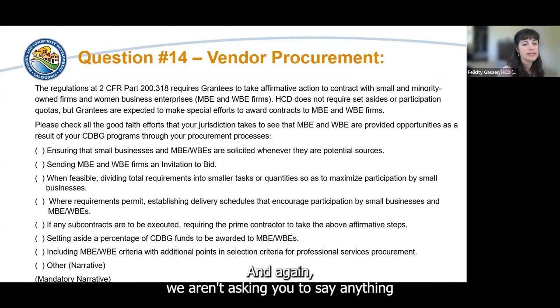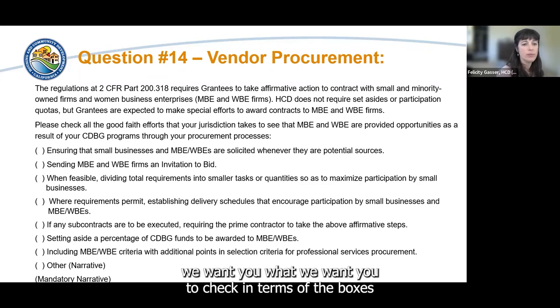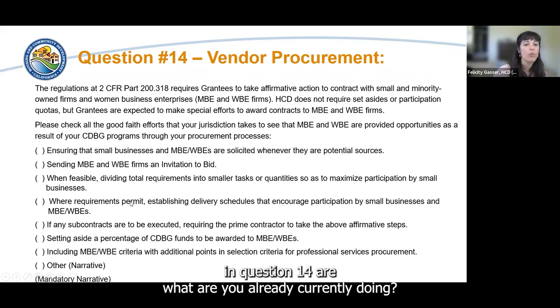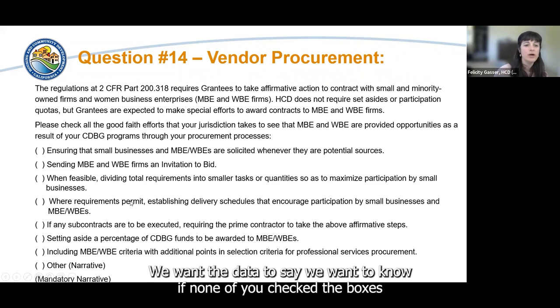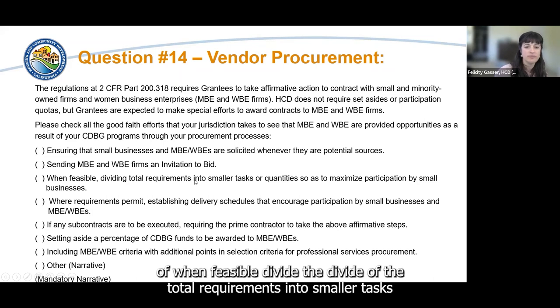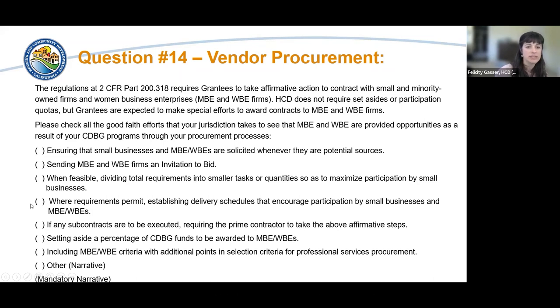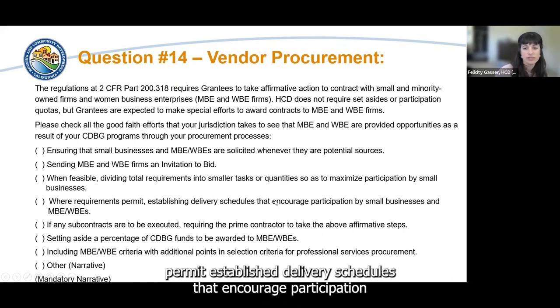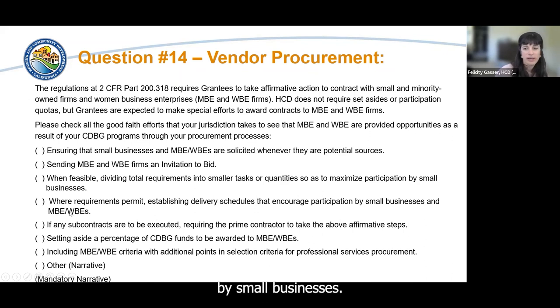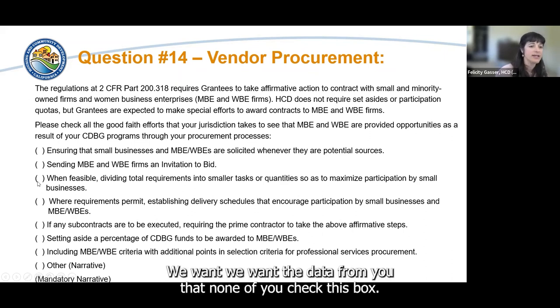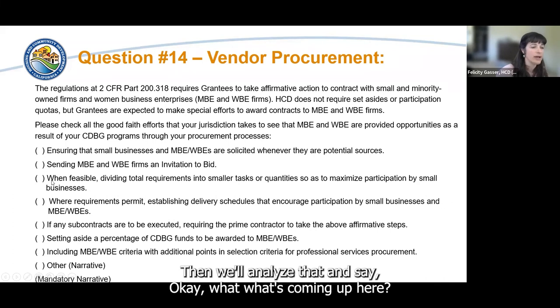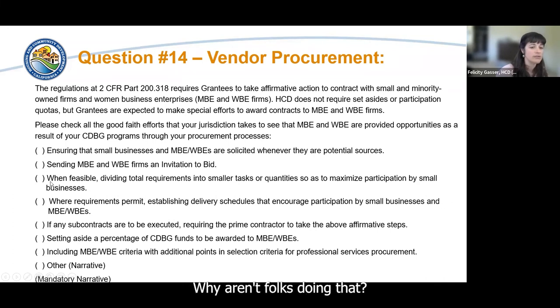Again, we aren't asking you to say anything here. What we want you to check in terms of the boxes in question 14 is what you are already currently doing. We want to know if none of you check the boxes of when feasible, divide the total requirements into smaller tasks, or where requirements permit, establish delivery schedules that encourage participation by small businesses. We want the data from you. If none of you check this box, then we'll analyze that and ask, what's coming up here? Why aren't folks doing that?